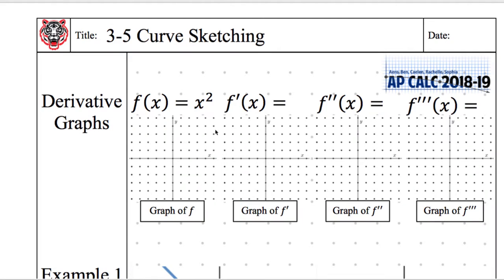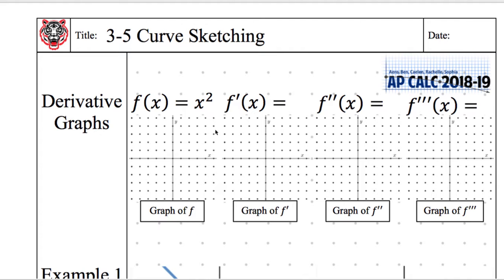This is AP Calculus 3-5, curve sketching. Today we're going to be sketching quite a few curves. But first, let me, Mr. Sindel, check whether you, my AP Calculus class, know how to graph f of x equals x squared. Do it. See if you remember.